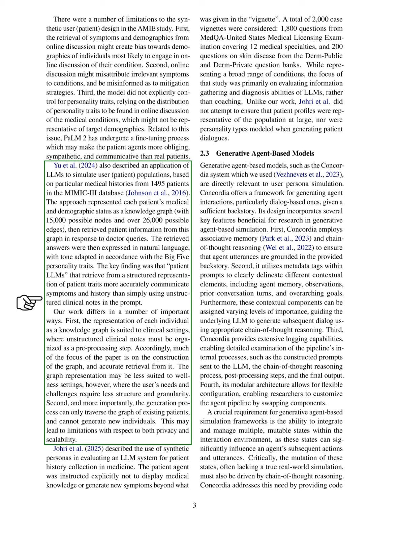Our work differs significantly in a few ways. First, representing individuals as knowledge graphs is more suitable for clinical settings, where unstructured notes need organization. Thus, we focus on constructing the graph and retrieving information accurately. However, this graph representation may not be ideal for wellness settings, where users' needs are less structured.